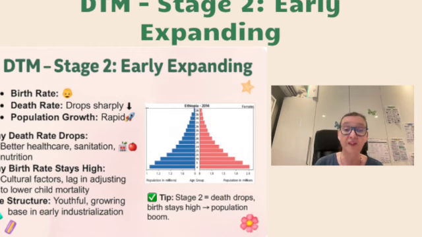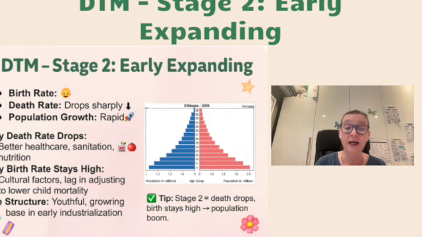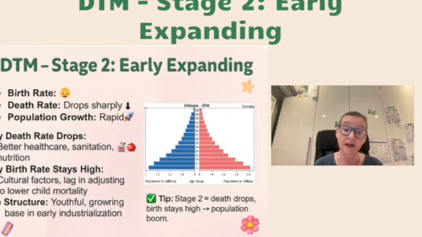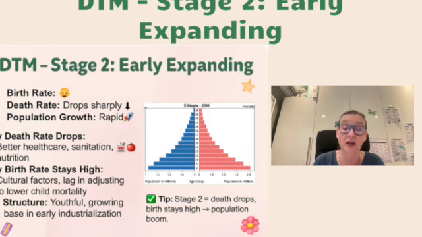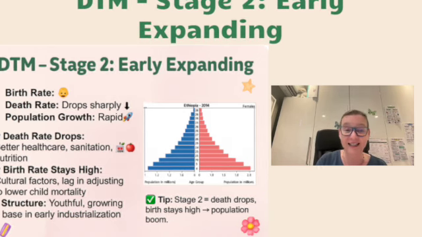On this slide, the base is really wide, showing lots of young people are being born. Stage 2 is typically developing countries that are just starting to industrialize, and that's not rich yet, that they're making progress in health and sanitation.